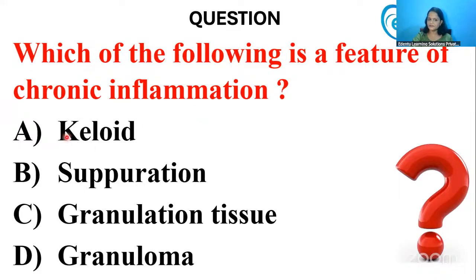Is it keloid? Keloid is a complication of wound healing. Okay. If the wound healing is not proper, then it can result in the formation of keloid. Suppuration or pus formation is a feature that you see in acute inflammation. Granulation tissue formation is what you see in the wound healing process. Okay. Then option D, granuloma. Okay, yes. So granuloma is the typical feature that you see in chronic inflammation.